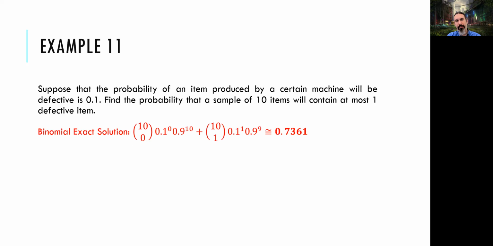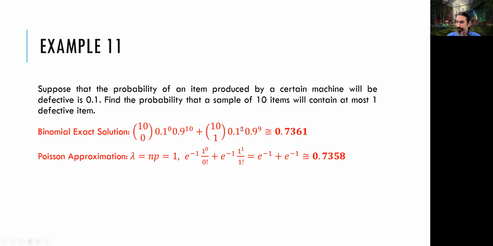For the other part, for Poisson approximation, I have to find the lambda value. Now, the lambda value, which is also the expected value, is calculated with NP. The N value here is 10, and the P value here is 0.1. So NP is going to give me 1. So my lambda is 1. And using that lambda, using that 1 value, I'm going to have to find at most 1 defective item. So I can just calculate the 0 defective and 1 defective once again, and then sum them. So that's what we do here.